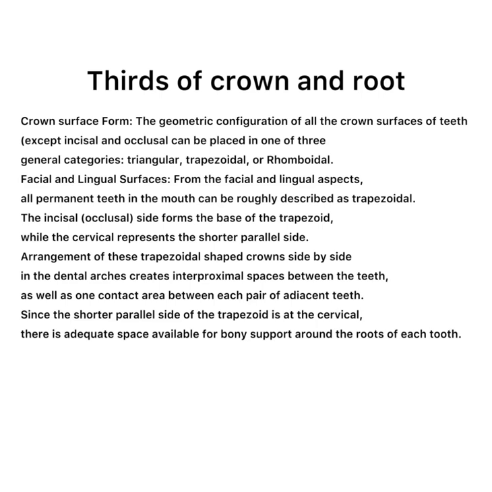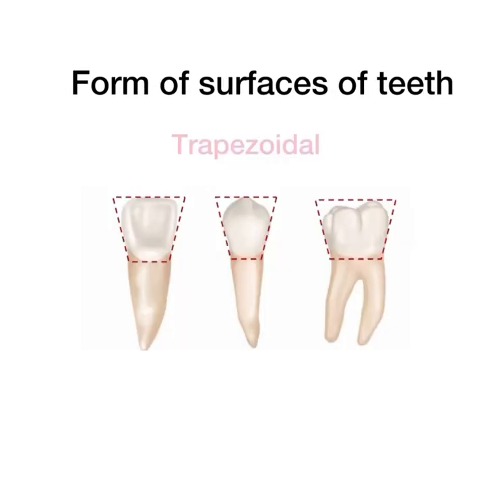Arrangement of these trapezoidal shaped crowns side by side in the dental arch creates interproximal spaces between the teeth as well as a contact area between each pair of adjacent teeth. Since the shorter parallel side of the trapezoid is at the cervical, there is adequate space available for bony support around the roots of each tooth. This trapezoidal form is the most common and protects the periodontium in several ways, as shown in the diagrams.